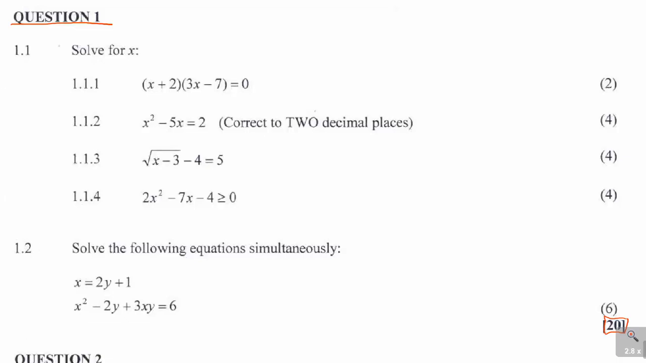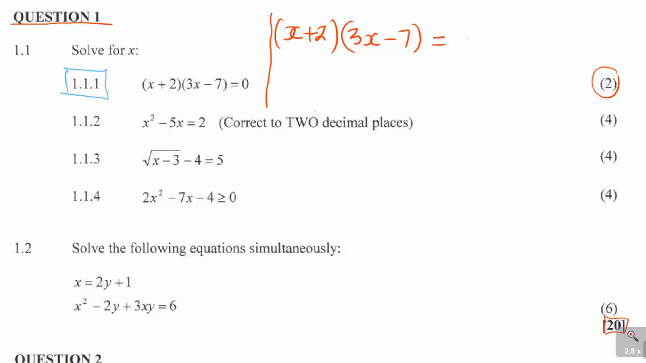Now let us look at the first part, which is question 1.1.1. You are required to solve for x, and this question is 2 marks, as you can see. That is what they usually bring at the beginning. So I'm just going to solve it here. It says x plus 2, and the other bracket is 3x minus 7, and then this is equal to 0. So you're supposed to solve for x. The good thing is already it is in brackets.